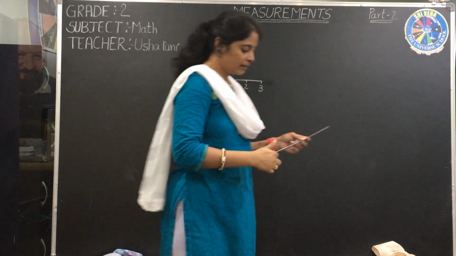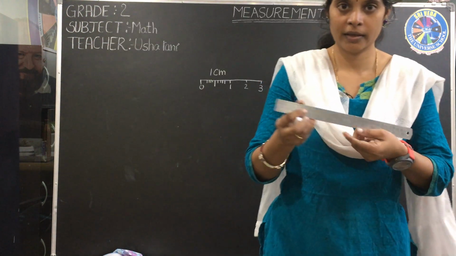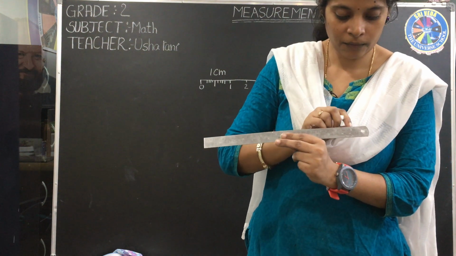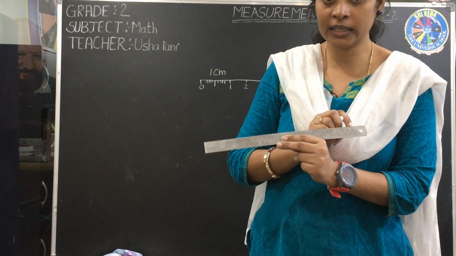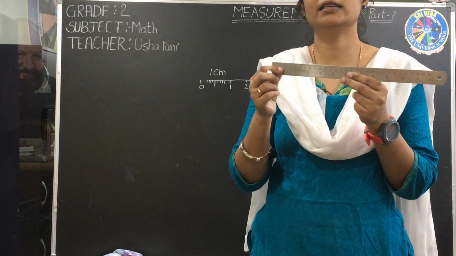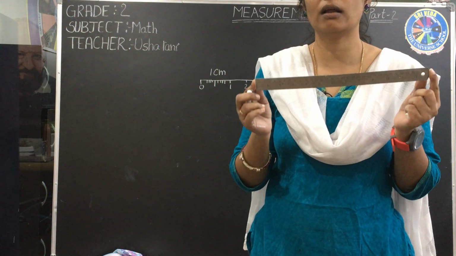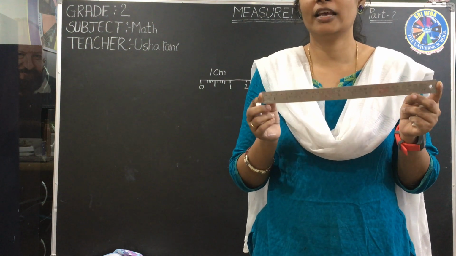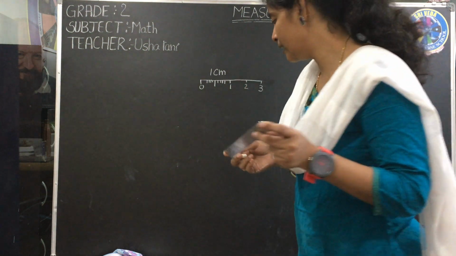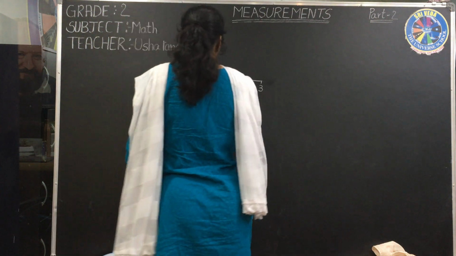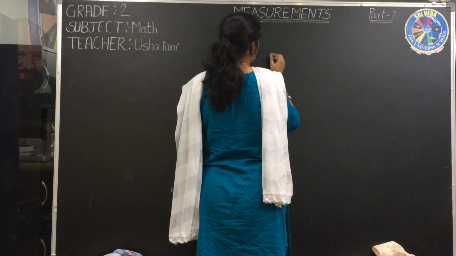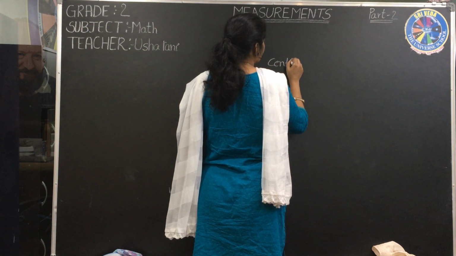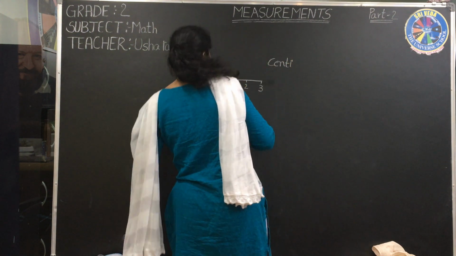What is the length of this scale? Here 1, 2, 3, 4, 5, like that. Up to which number is there? 30. This is a 30 centimeter ruler or scale. Centimeter, C-E-N-T-I, M-E-T-R-E, centimeter.